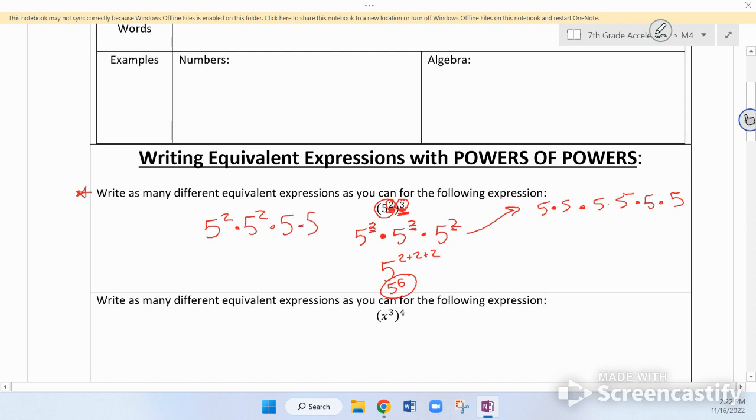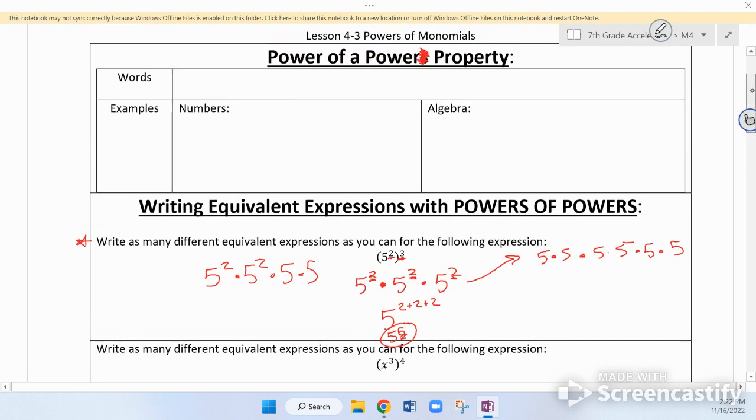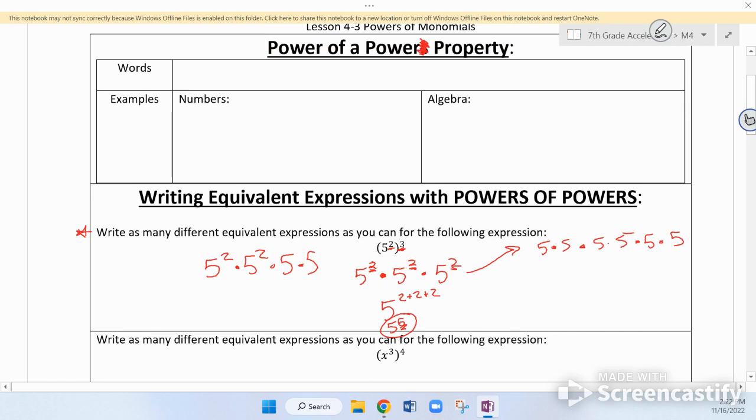Okay, enough about that. But what do you notice? What do you do with these two numbers? 5 to the second, 5 to the third. So 2 and 3, and we get our answer of 6. So the rule here is that when you have a power of a power, we keep the base and we multiply the exponents.